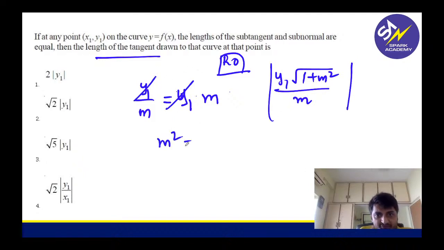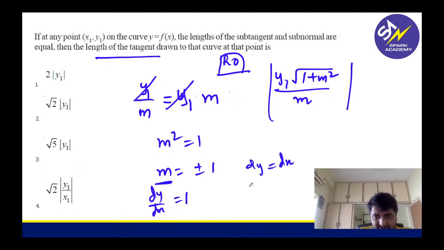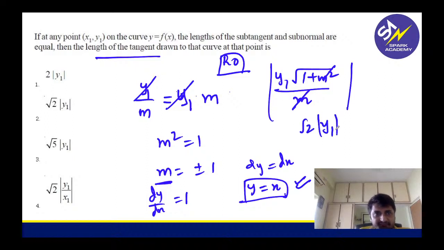y1 cancelled, or m square is 1. What is m now? Dy by dx is 1. So what will you get? Dy equals to dx, y equal to x is the curve. Correct? So m value you know 1. So basically I'll get root 2 y1, right? Which option? Second option. Easy. Direct applications of differentiation.